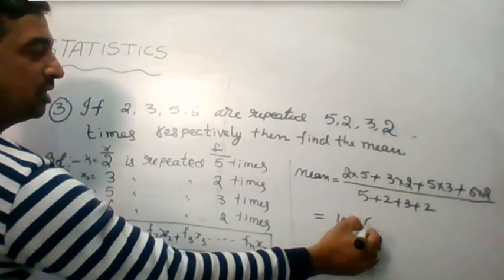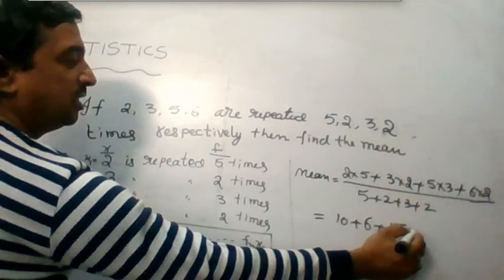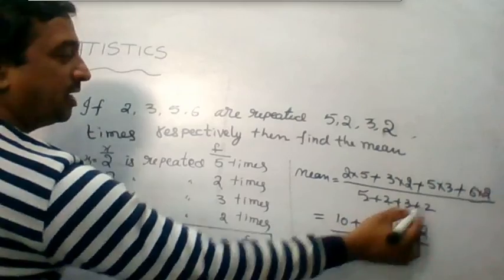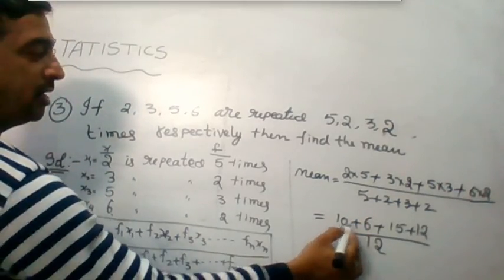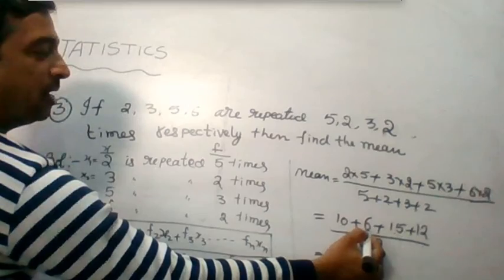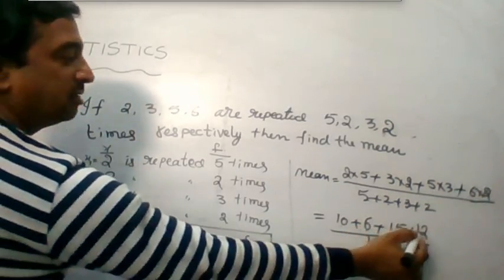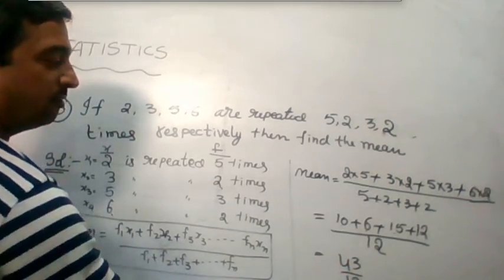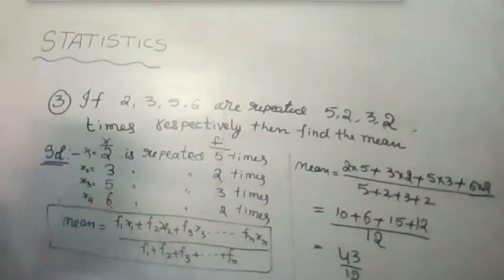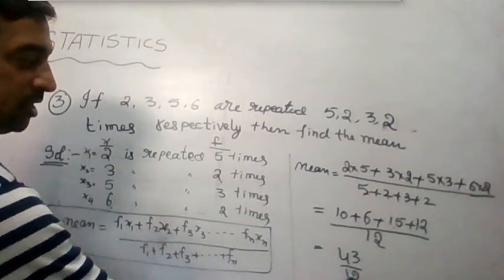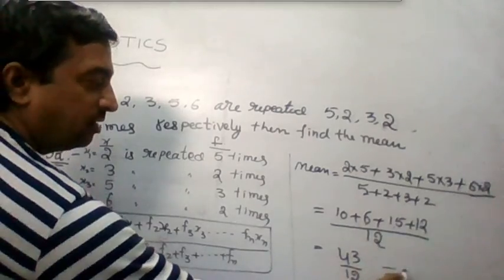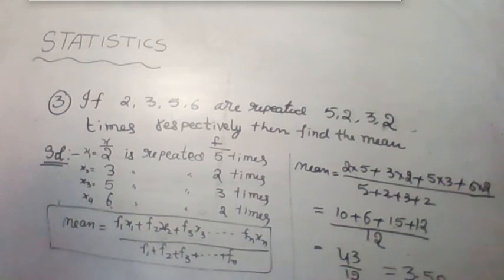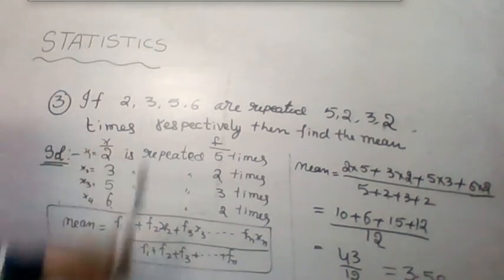That is equal to: 2 fives are 10, 3 twos are 6, 5 threes are 15, 6 twos are 12, divided by 5 plus 2 is 7, plus 3 is 10, plus 2 is 12. That is equal to 10, 16, 31, 43. So 43 by 12. If you calculate, the answer will be 3.58. So 3.58 is the mean of the given data.